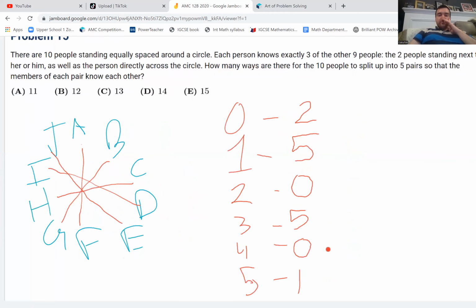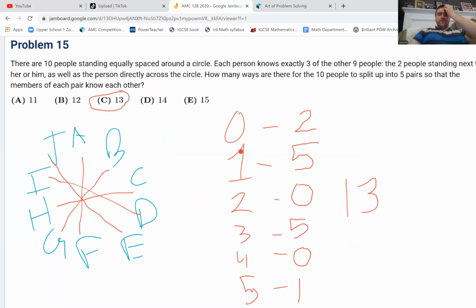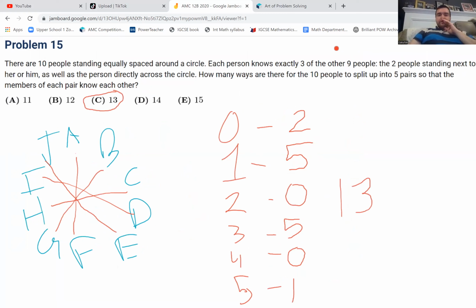So now that we've done that, how many possibilities do we have total? 2 plus 5 plus 5 plus 1 is 13. So there are 13 possible ways to make this happen. That's the answer. So again, I would love to see if anybody can come up with a better, more interesting solution. That's what I think is really fun.